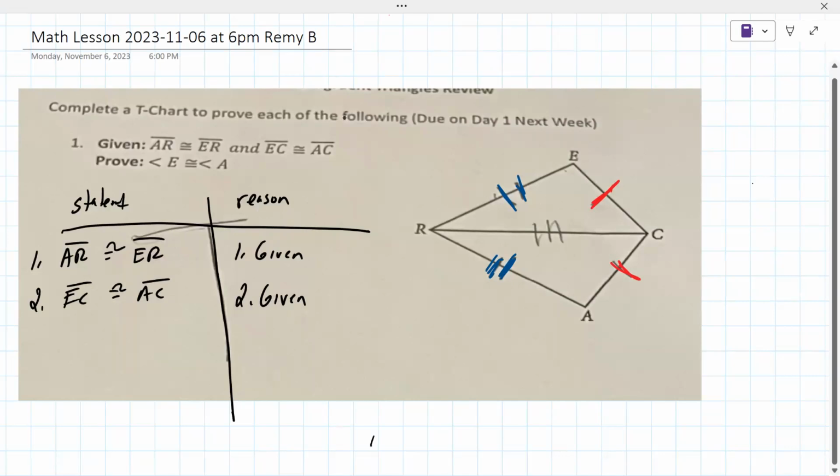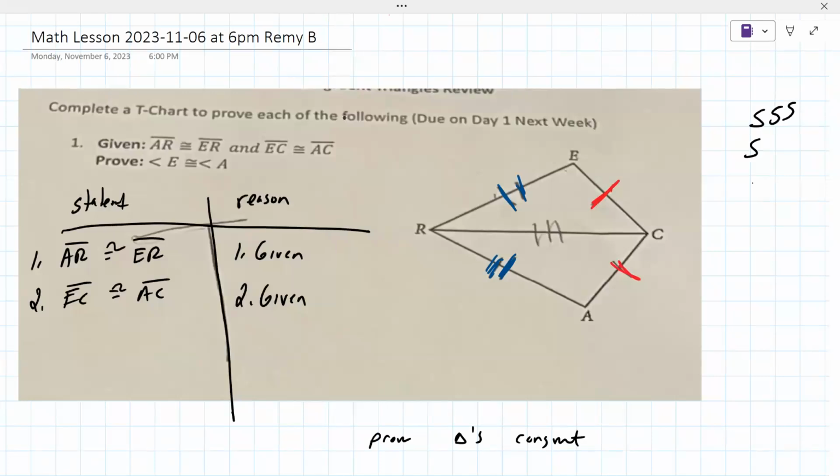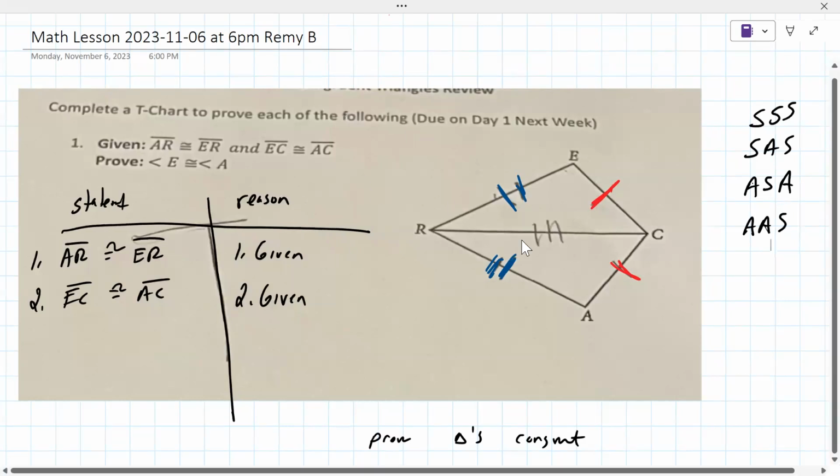You first have to prove the triangles are congruent. And there's only four ways to prove non-right triangles congruent: side, side, side; side, angle, side; angle, side, angle; angle, angle, side. You've correctly identified that this third side is congruent. Why is that? What is the reason that RC is congruent to itself?